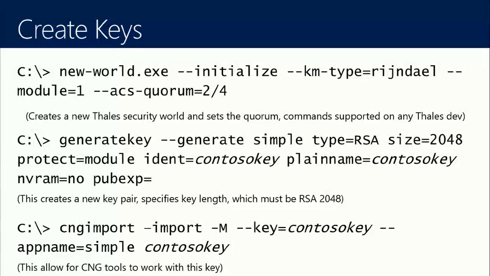Second now is generating the key. For us, this is the key length that we support. It's an RSA key, and the size has to be 2048. This is going to create a new key pair at that point. And then the last part is, when you create the keys, you have to allow the tools that Talos provides to actually work with the keys. So these are all the CNG, or Cryptography Next Generation, commands that have to be able to work against the key. So that's the first step, create keys.